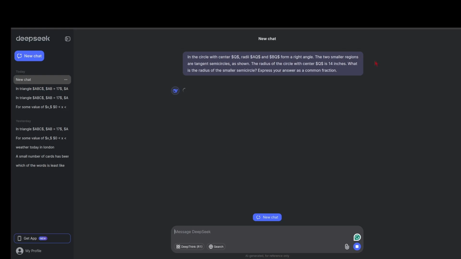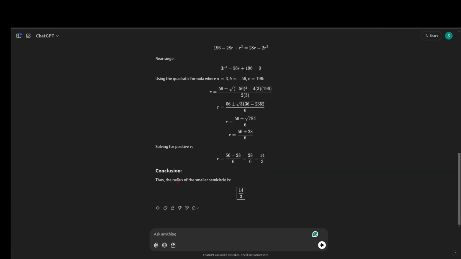It's not doing anything at the moment. I won't be surprised if it gives a server busy error, but I will try it out again if it gives that error. So it came up with the right answer. So the OpenAI model came up with the right answer, which is 14 by 3.